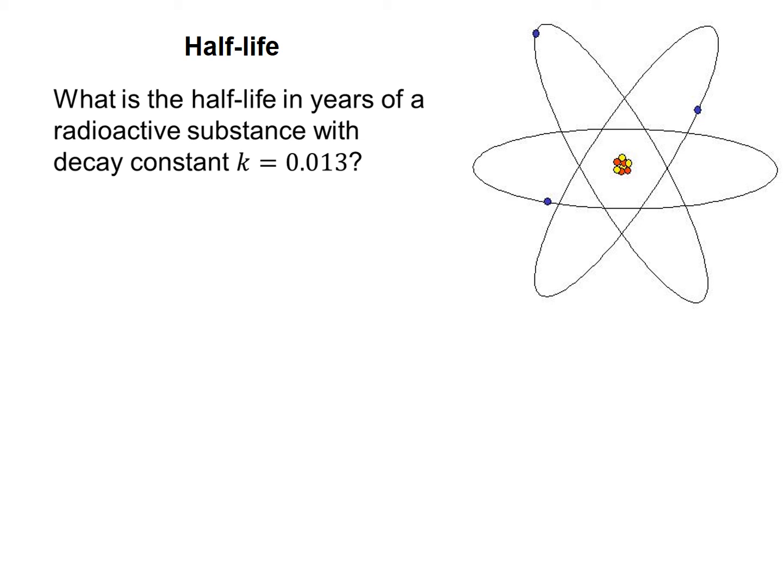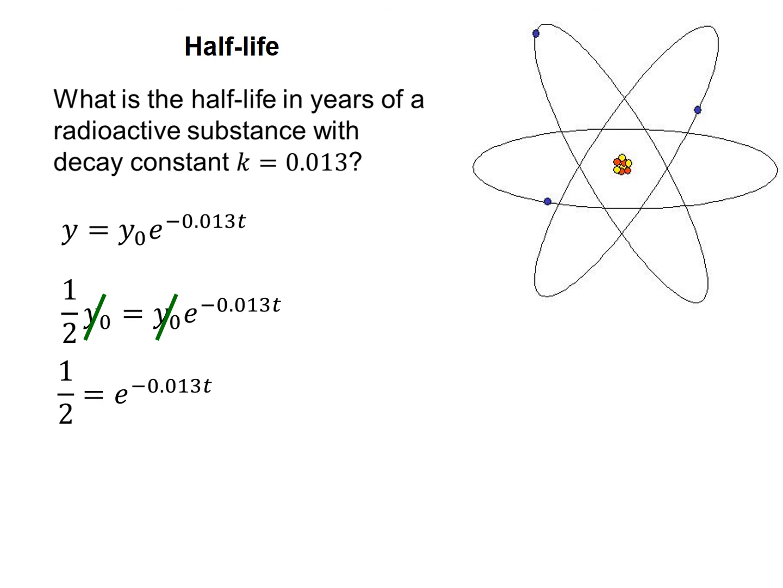So let's take a look at an example here. We have our decay constant for some material that's decaying exponentially. So y equals y sub 0 e to the negative 0.013 t. If we're looking for the half-life, we're looking for half of what we started with initially. So 1/2 of y sub 0. And now we can cancel out y sub 0, and we can solve for t. Take the natural log of both sides, divide by negative 0.013, and we find that that would take 53.319 years.